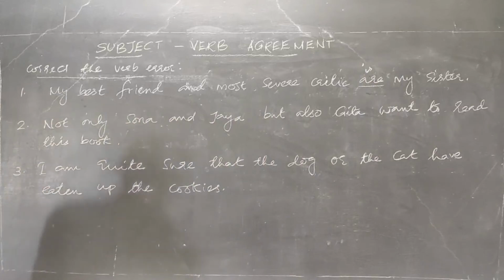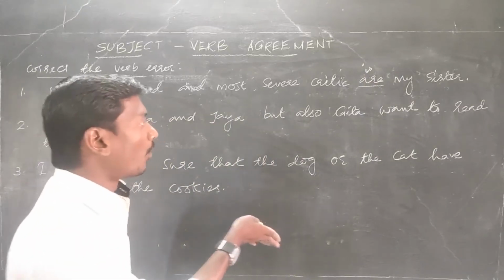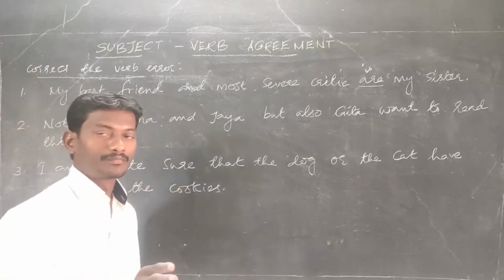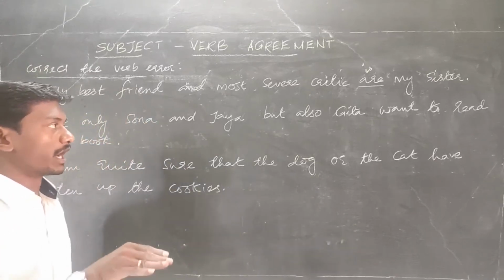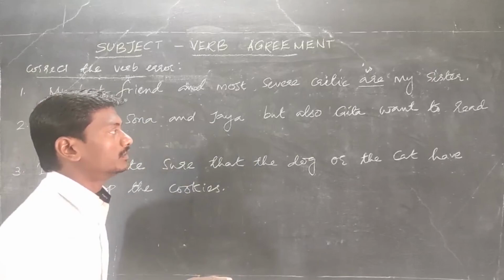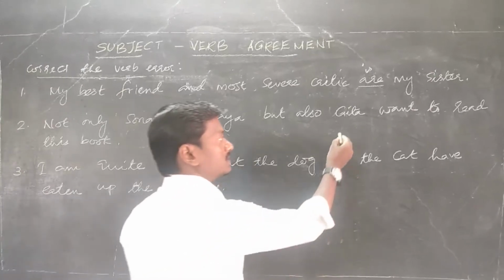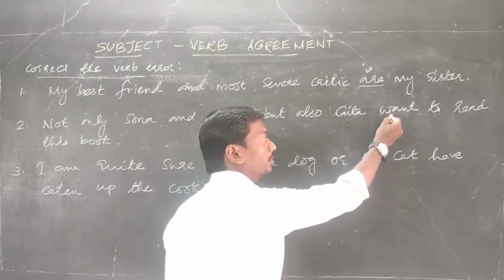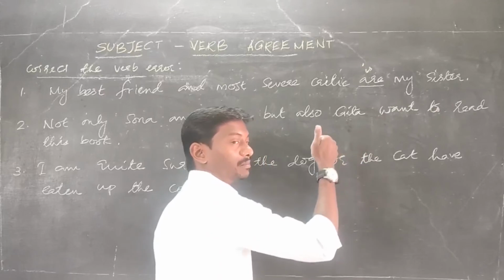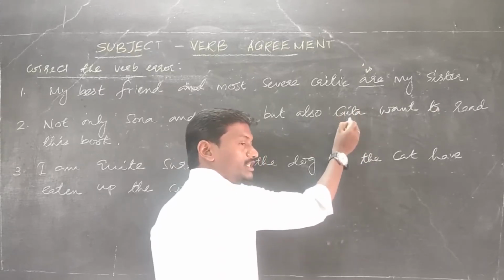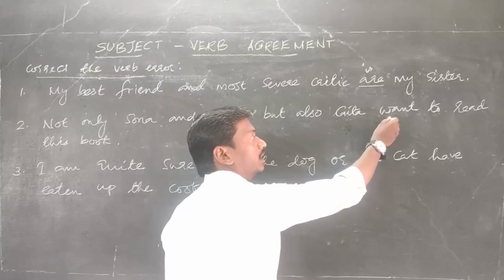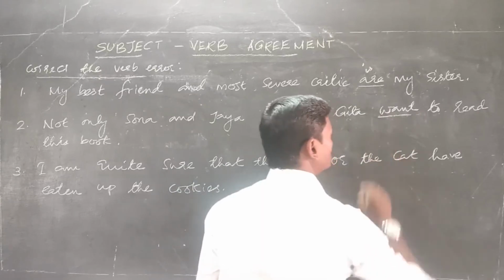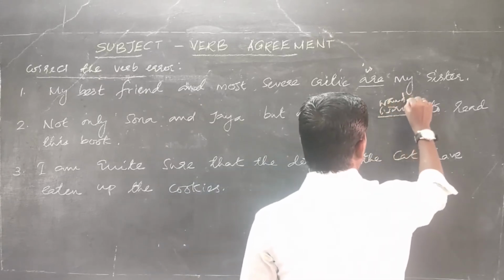Second, not only Sona and Jaya, but also Geeta want to read this book. Not only but also. If not only but also comes, we have to take the second noun. According to the second noun, we have to write the verb. Geeta is a singular person. If the noun is singular, we write a singular verb. So what is the singular verb? Wants.